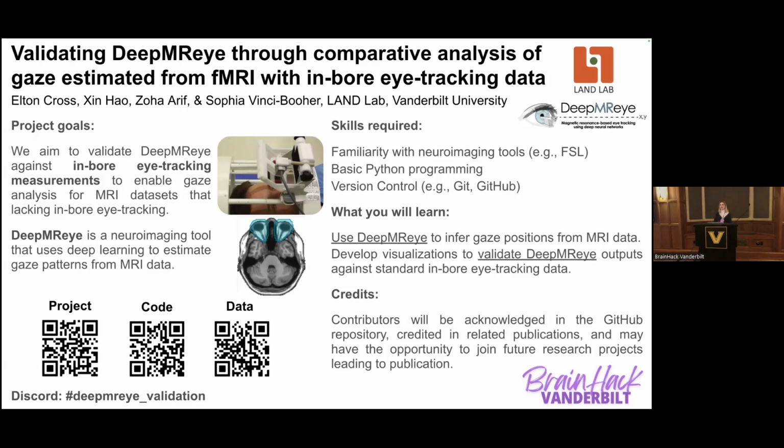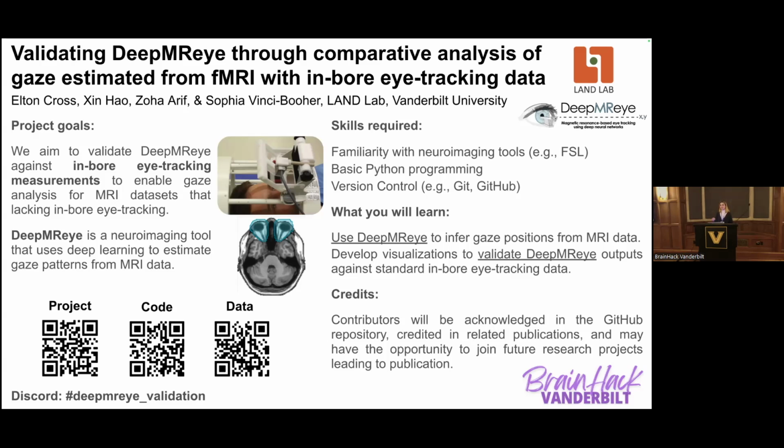And after replicating the original deep MRI results using their practice data and documentation, project participants will apply deep MRI to pre-processed fMRI data that we acquired here at Vanderbilt. And we will be starting with adult data, and then we will move on to trying it with children. Importantly, we have concurrent in-bore eye tracking data for all of our fMRI data sets that we plan to use. And this allows us to validate the deep MRI measurements against standard eye tracking measurements.